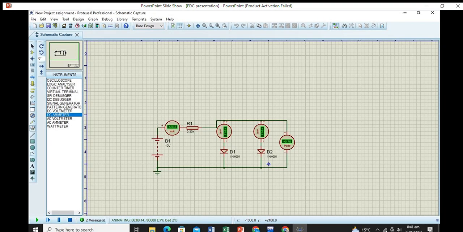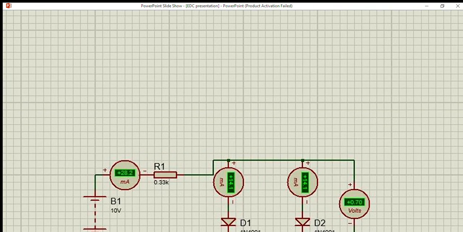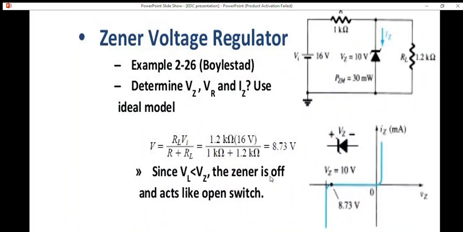Moving next to the Proteus simulation we have. This we have for our verification process. Proteus is a calculator basically. It calculates for us that the current at this point is 28.2 and then it divides in two diodes like this, 14.1, 14.1. Moving next to our next problem.